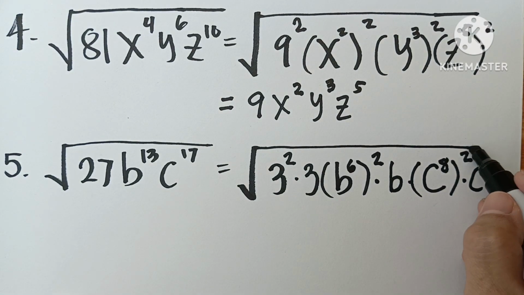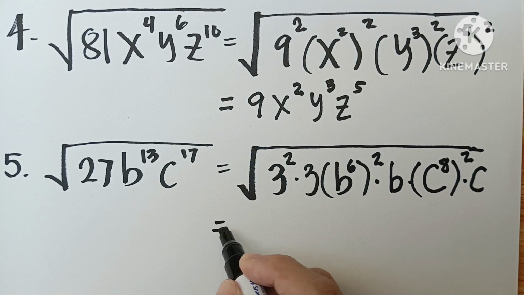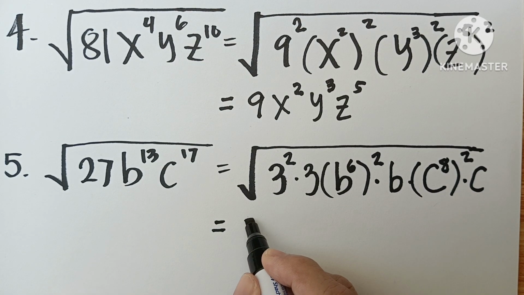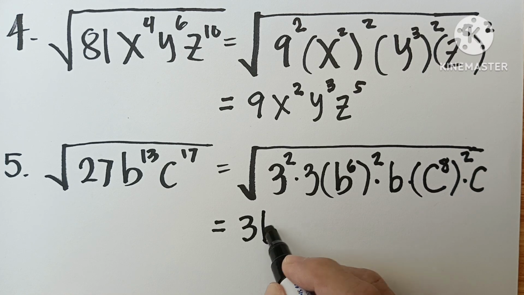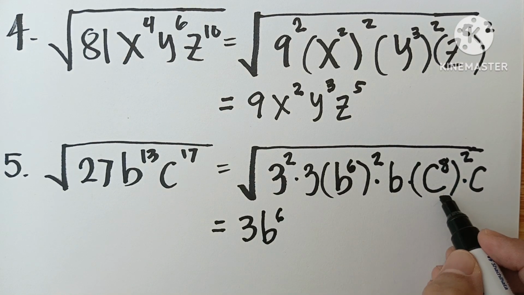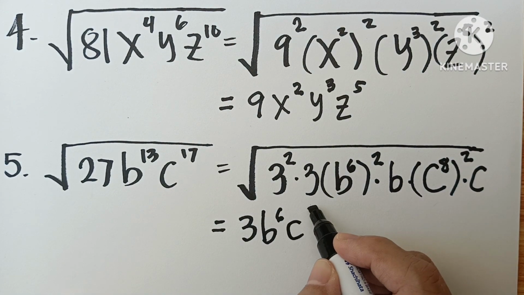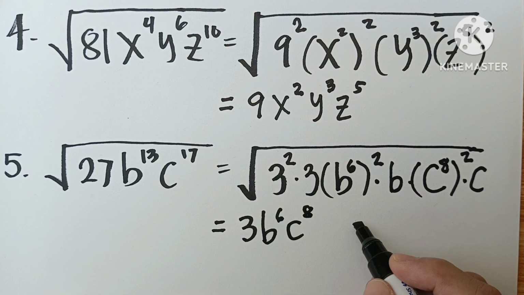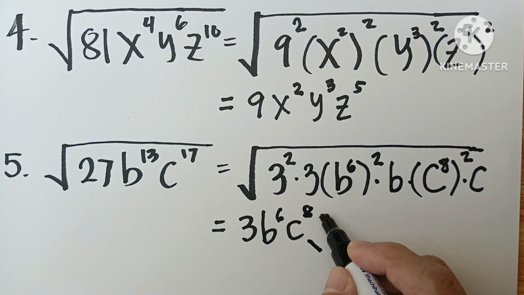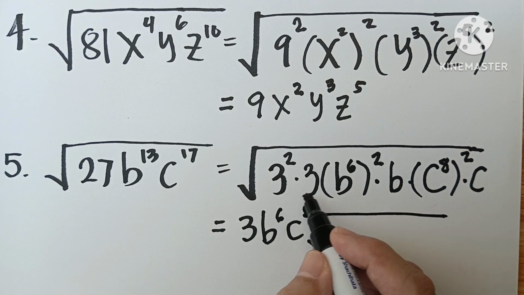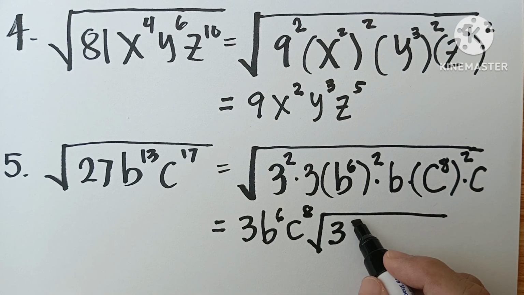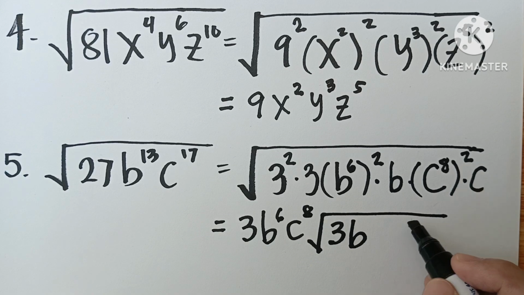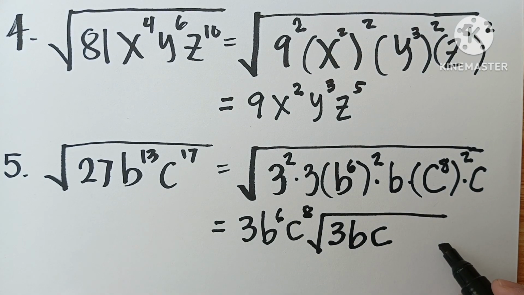Okay? So, sino ang lalabas ng radical sign? Yung mga naka-square. We have 3, b to the 6, and c to the 8. Now, sino maiiwan sa loob? Of course, yung mga hindi naka-square, no? And these are 3, b, and c. And that's it. Okay?